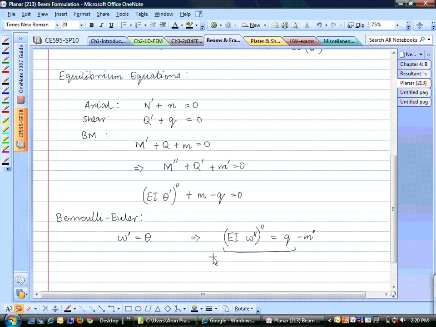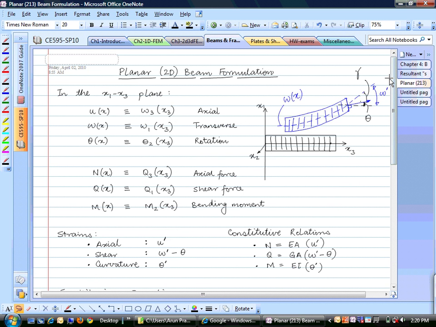Okay, so we'll develop the finite element formulation for this next time, and try to see how we can apply it to frames. And all right, so see you guys Monday.